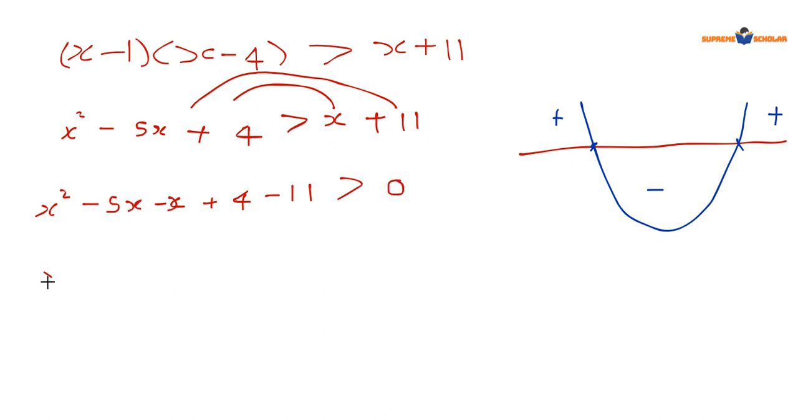And if you combine this over here, we have x squared minus 5x minus x is minus 6x. And 4 minus 11 is going to give us minus 7. And we're saying that quadratic must be greater than 0. So now we're going to solve this as if we were solving a normal quadratic equation that's equal to 0. So how do we factorize this?